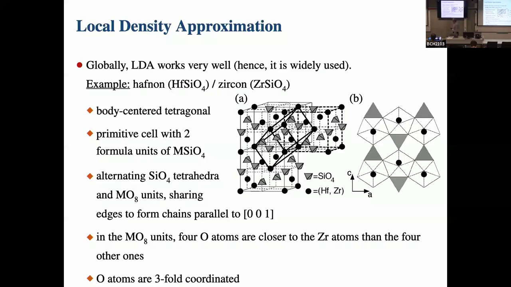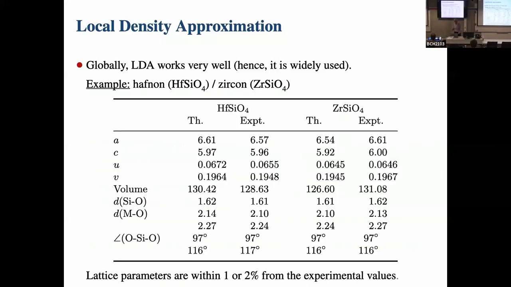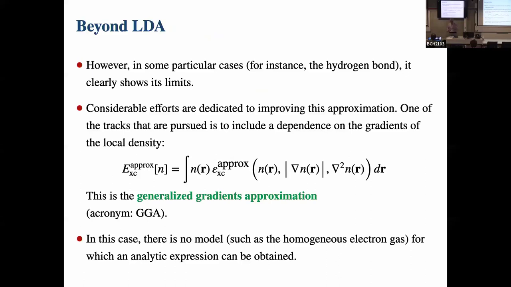So the MO8 unit consists of four oxygens that are closer to the zirconium and other four ones that are further away. And each of the oxygen atoms, you can see here the corners of my polyhedra are oxygen atoms, are connected to one silicon in the tetrahedron and two of the metals here. So they have three bonds, okay? So this is a system. And for this system, when you compare theory and experiment, you can see that the agreement in terms of geometry is really very nice. We typically have 1 or 2% on the lattice parameters and all structural properties. Okay. So this is very interesting. And this is why this approximation has been popular for a long time.